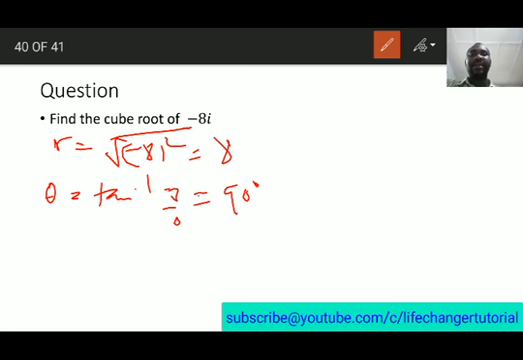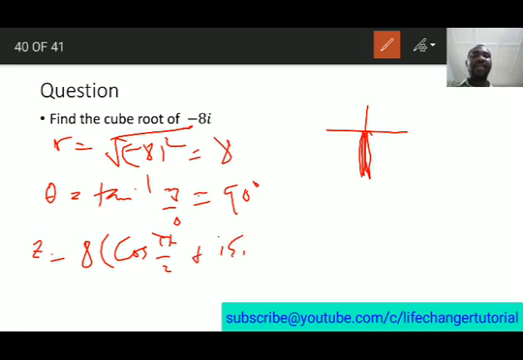But remember, this is negative. Since the y-axis is negative, you can use the quadrant to find the argument. So that means the negative y-axis, somewhere here. Then for the x, we don't know if it is positive or negative, so it can be in any direction, actually. So we can say that z is equal to, your r is 8, into cos 90 degrees, which is pi over 2, plus i sine 90 degrees, which is pi over 2.